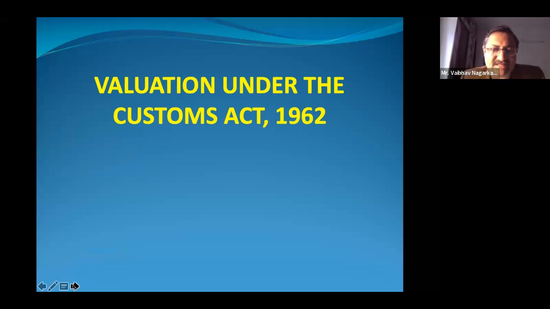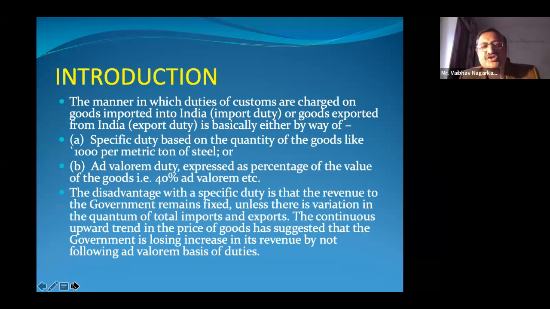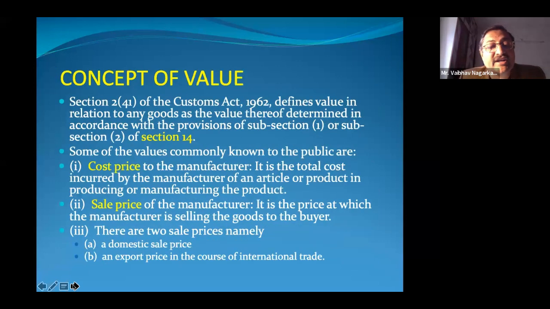This is a separate asset class. So as far as valuations are concerned, the concepts in customs are similar to IVS. However, there are specific things that need to be looked into. Like there is a duty charging related to import and export based on specific duty, or ad valorem duty, that is, based on value the duty gets charged.